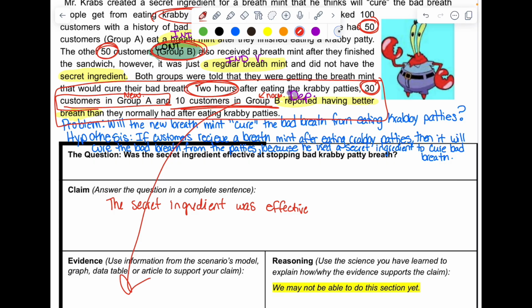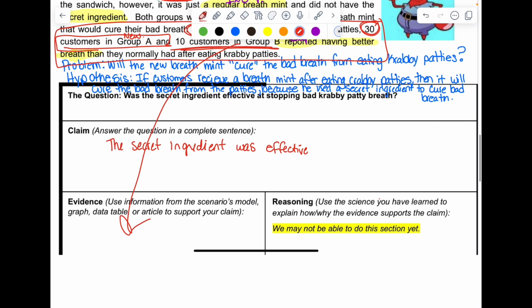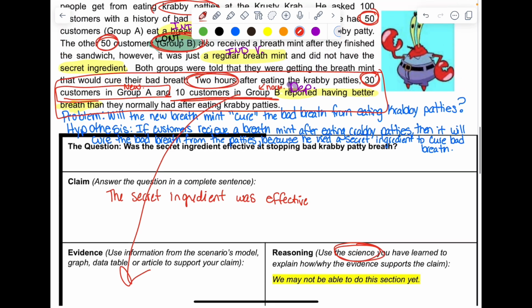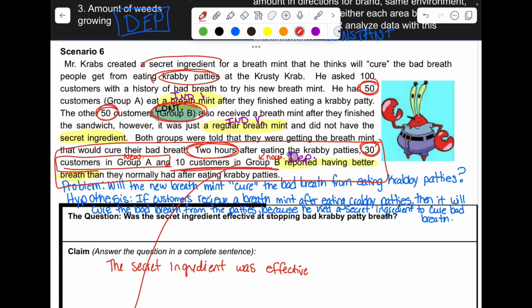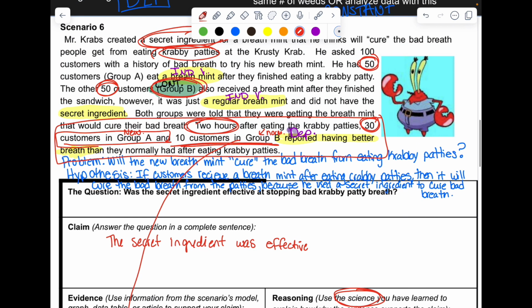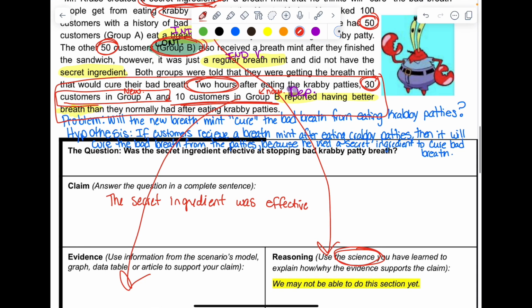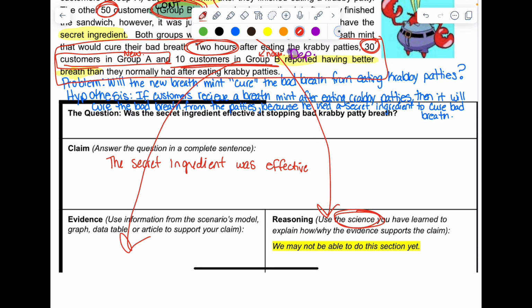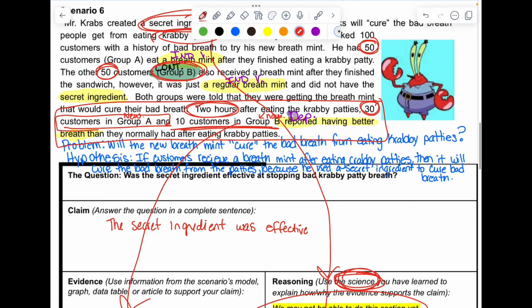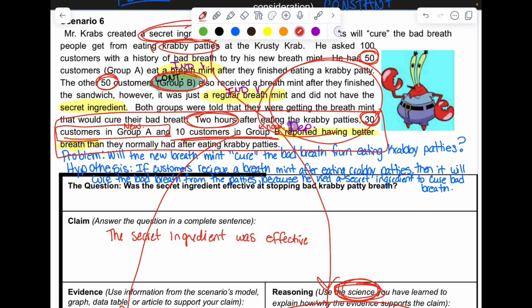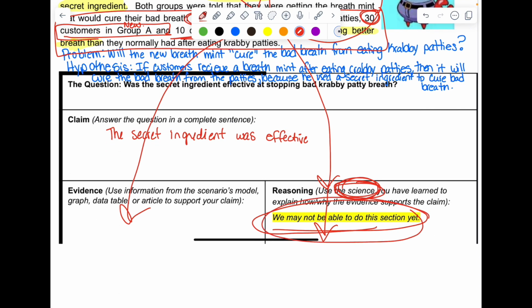And in terms of the reasoning, we really don't have much science to support it yet. But we could say that Mr. Krabs has discovered a new secret ingredient that really works well with getting rid of the bacteria that causes that bad breath. So we can use some of that in our reasoning. We don't have a lot of science yet for this particular one to do reasoning. So I might have to give you some science in here for it, or you could make some logical reasoning up as to that ingredient there.